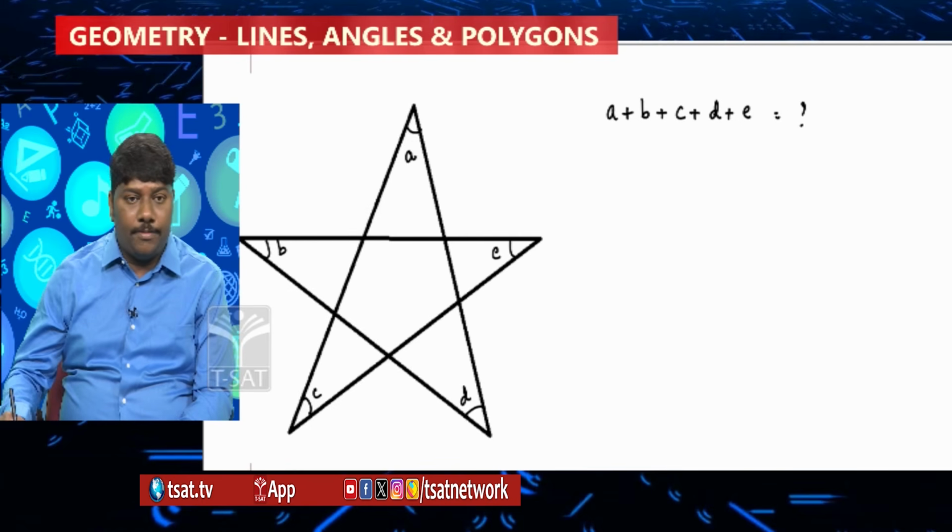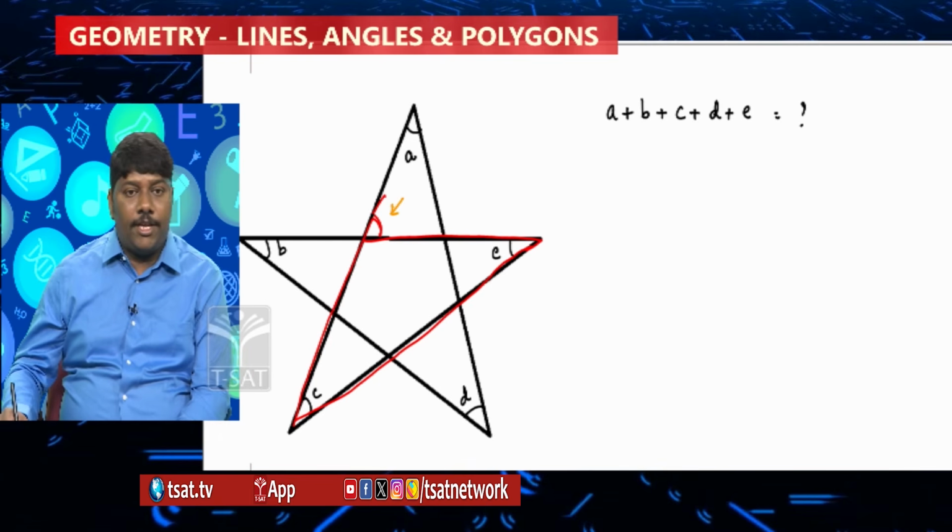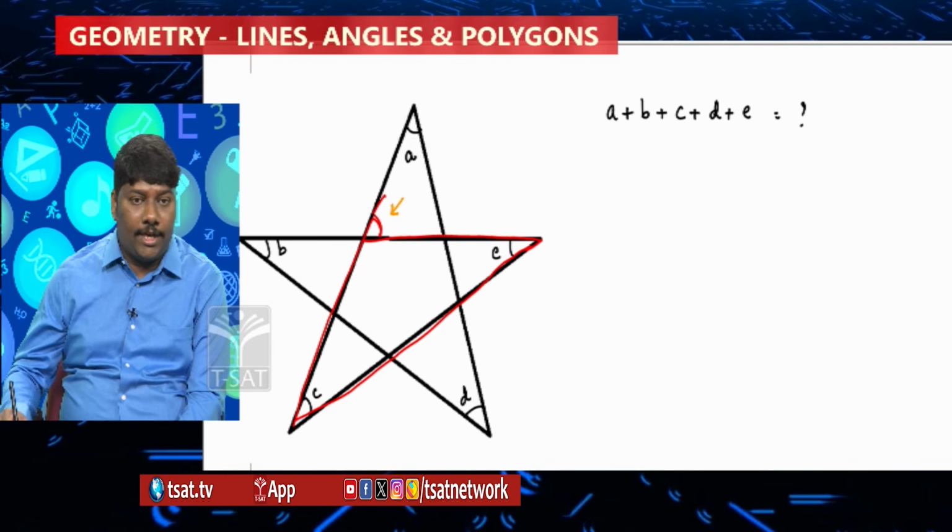Now if you closely observe this, look at this particular angle. See the region in the red color. This red color region is a triangle, and this particular angle is the exterior angle of this particular triangle. We know that exterior angle is what? Sum of two interior angles. Now what are the two interior angles here? C plus E. Therefore this angle becomes C and E.